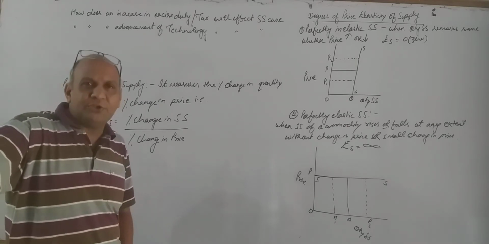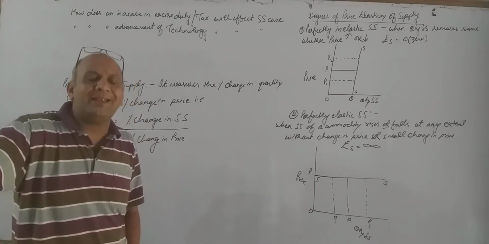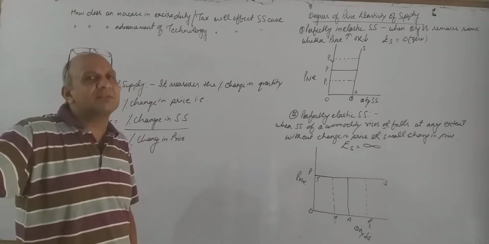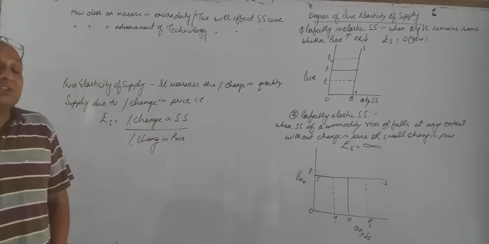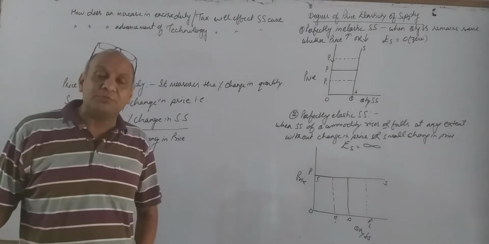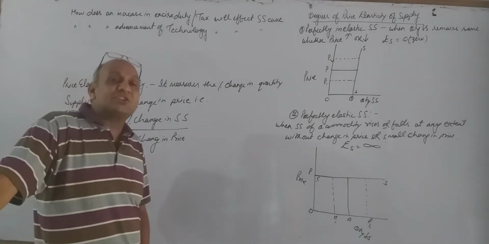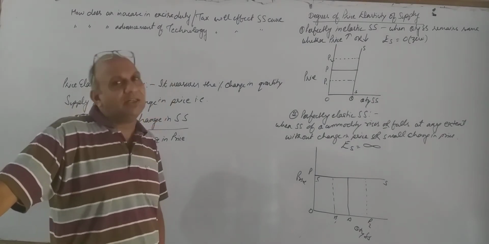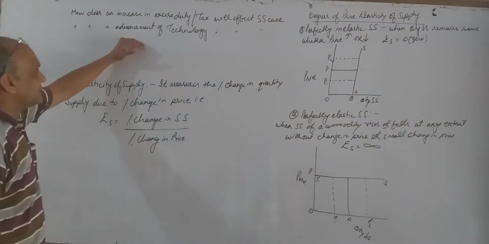In my previous video, I explained change in quantity supply and change in supply, that is movement of supply and shift in supply. Movement of supply takes place due to change in price of that commodity, other factors being constant, and shift in supply takes place due to change in factors other than price. Let us take one example of shift in supply.